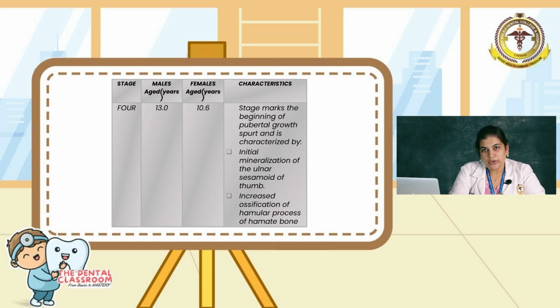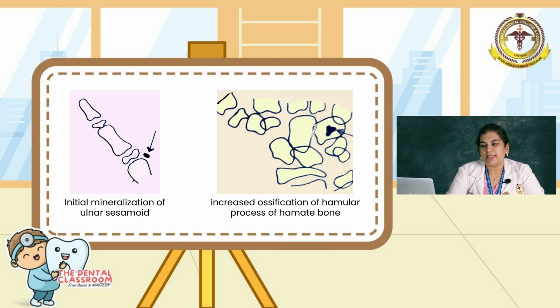Moving on to stage 4, it's around the ages of 13 for boys and 10 to 11 for females, and this stage usually marks the beginning of the pubertal growth spurt for people. It's characterized by initial mineralization of the ulnar sesamoid.